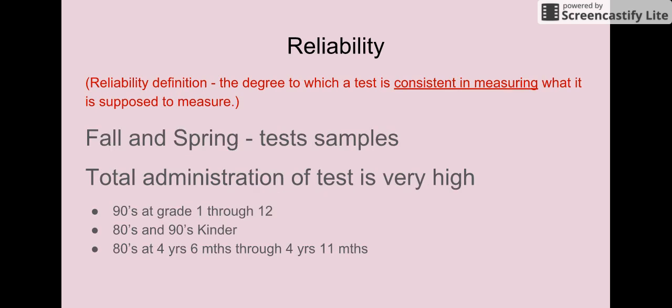Then when discussing reliability, I included a little definition of reliability: the degree to which a test is consistent in measuring what it is supposed to measure. They took fall and spring test samplings, and the general finding of the total administration of both of those tests is that it is very high. 90s at grades 1 through 12, 80s and 90s in kindergarten, 80s at 4 years 6 months through 4 years 11 months.